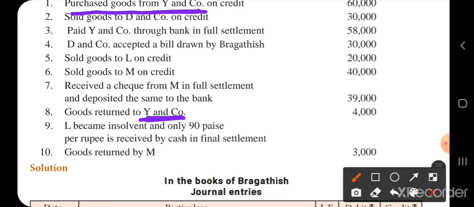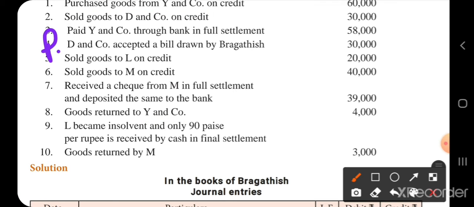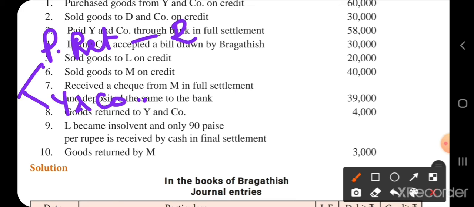So that means it is the purchase returns. Now, what are the two accounts involved? Purchase returns account and YN Company. Now, purchase returns is a real account since it is goods. Here the goods are treated as an asset, so you take it as a real account. YN Company is a personal account. For a real account, apply the rule: debit what comes in, credit what goes out.